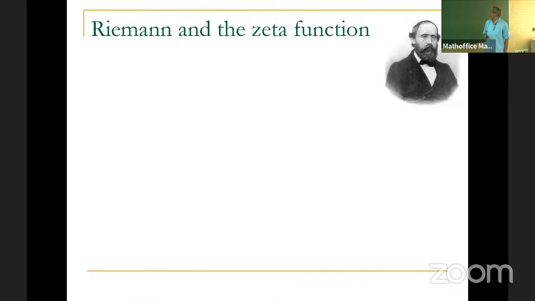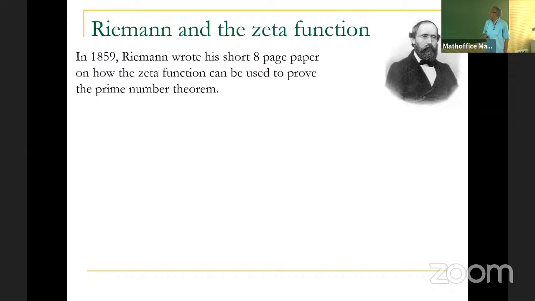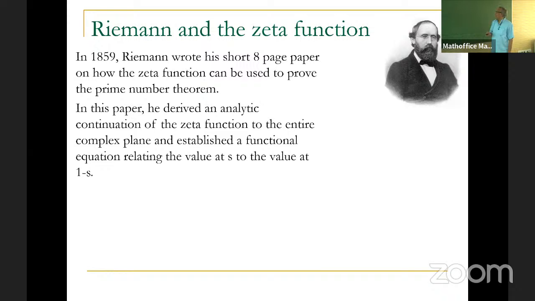So now we come to Riemann. Now, in 1859, Riemann wrote his short 8-page paper. That's the famous paper in which he makes the celebrated Riemann hypothesis, on how the zeta function can be used to prove the prime number theorem. In that paper, he derived an analytic continuation of the zeta function to the entire complex plane apart from a pole at s equals 1, and established a functional equation relating the value at s to the value at 1 minus s.